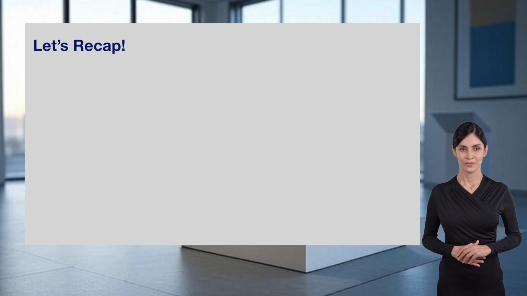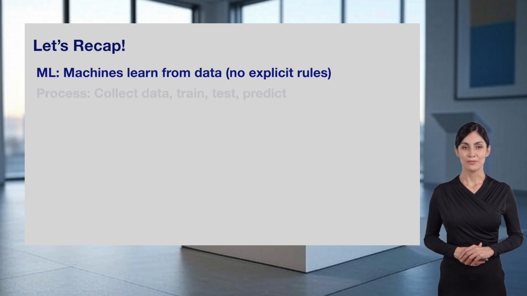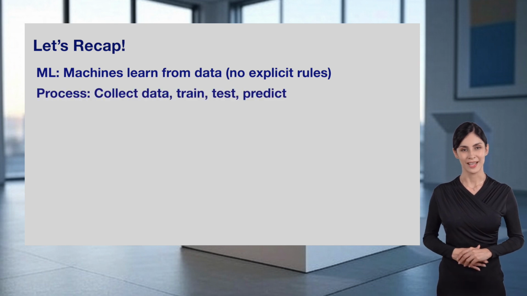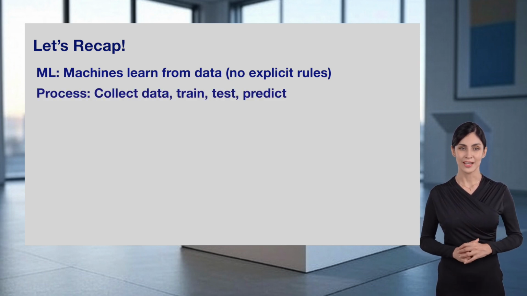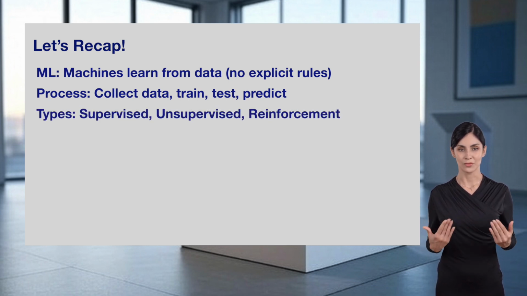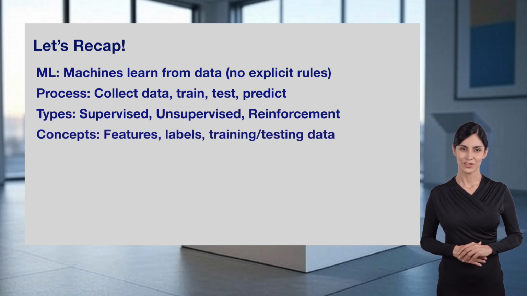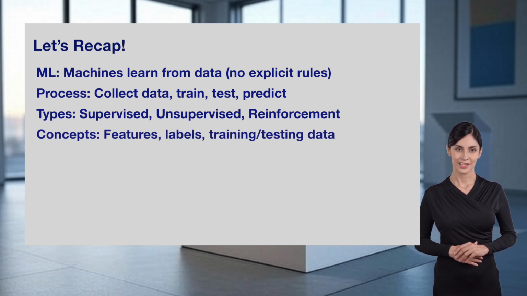Let's recap what we've learned today. Machine learning lets machines learn from data without explicit rules. The process involves collecting data, training a model, testing it, and making predictions. We explored 3 types: supervised, unsupervised, and reinforcement, and key concepts like features, labels, and training testing data.